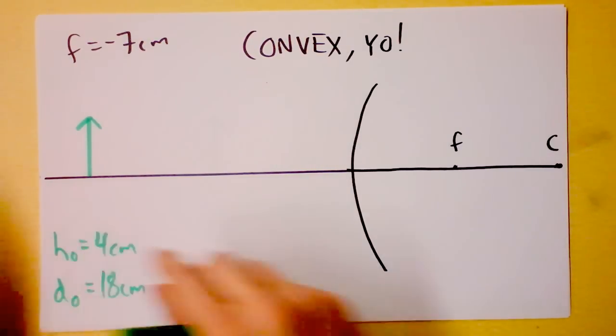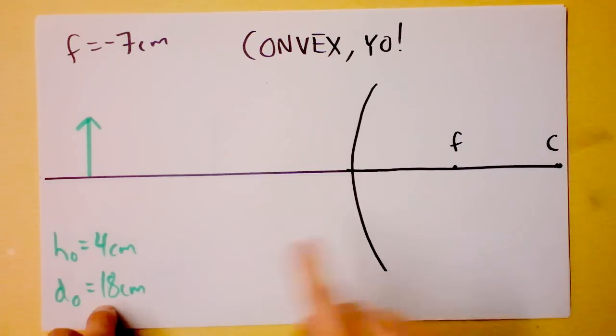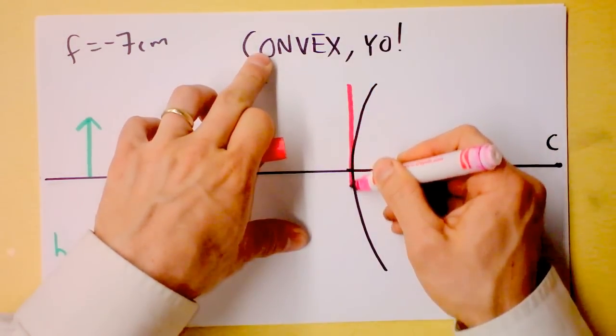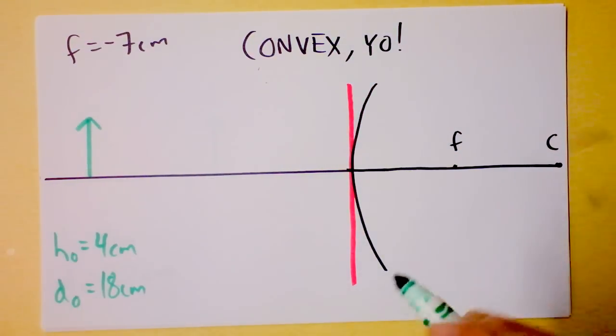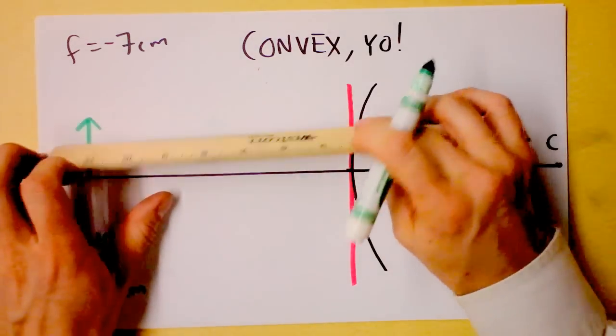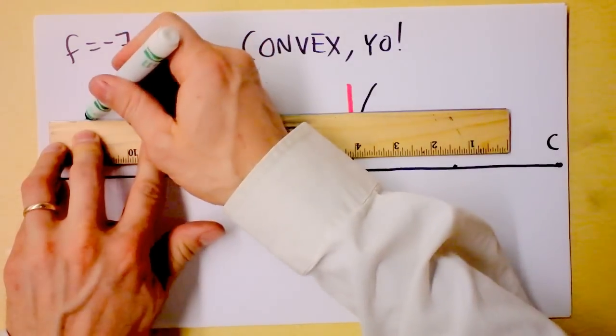Ready? We're going to find out where the image of this object is. The object is 4 centimeters high and 18 centimeters from the line of action of the mirror. Get you a line of action ready to go, and we're going to do it. There's our P ray coming out. The P ray comes in parallel, hits the line of action and goes out through the focus.